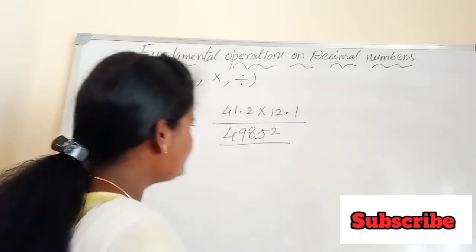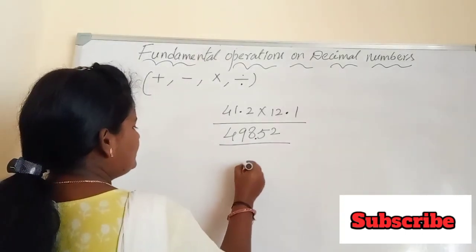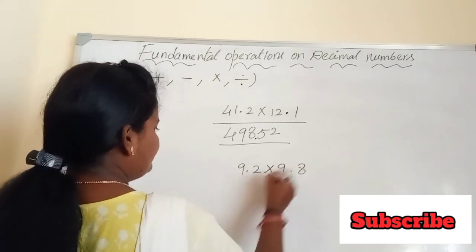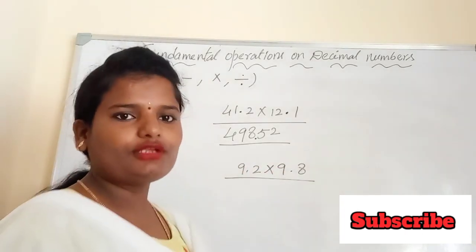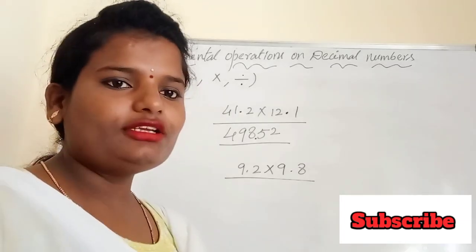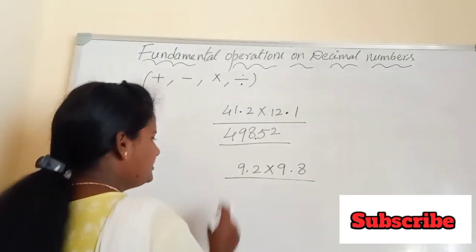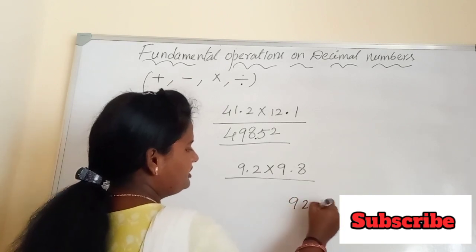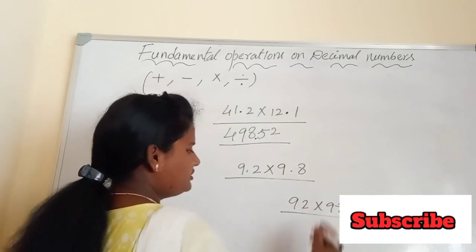We will see another number also. Suppose 9.2 into 9.8. If you are going to multiply 9.2 into 9.8, what should we do here? See here, just remove the points and normally multiply it. So how much will you get?